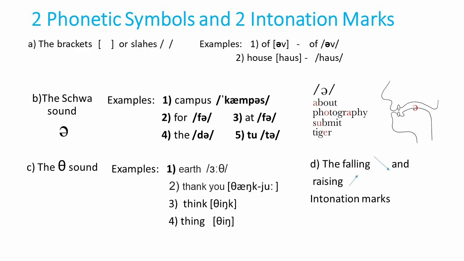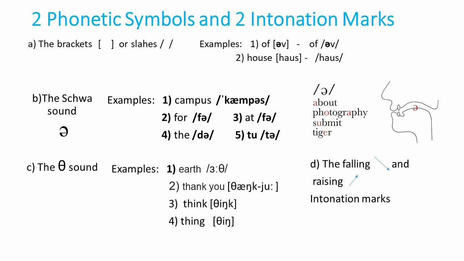So for that, I need to introduce a few things first. So let's get started with what you can see here on your screen, which are two phonetic symbols and two intonation marks I'd like to introduce to you today. Well, these are really three elements. A, the brackets. So you can see these square brackets or slashes. These are the symbols meant to convey how you pronounce a word.